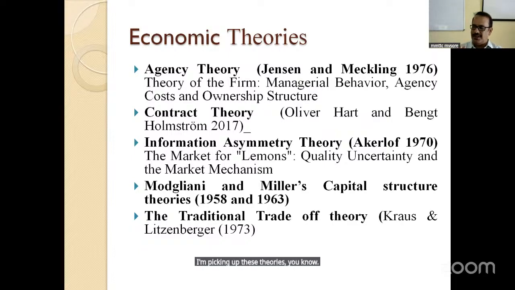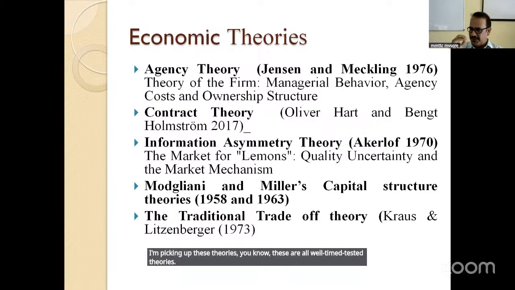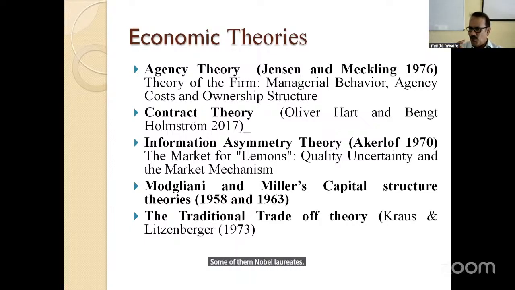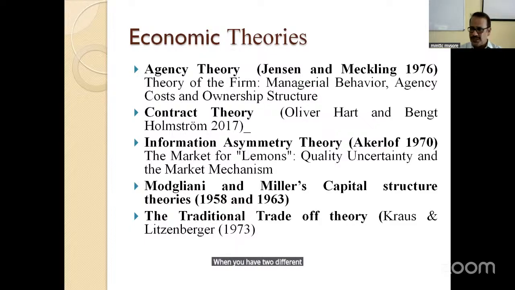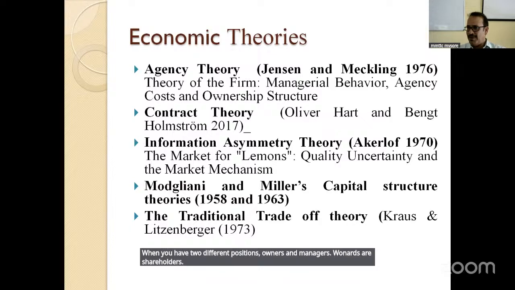These are all well time-tested theories. Some of them by Nobel laureates. Why they've been able to come out with certain observations. After 1776, I said 1970, 200 years later, Jensen and Meckling came out with a theory called agency theory. In that agency theory, they clearly tell you in a company, when you have two different positions, owners and managers, owners are shareholders, they are not managing the show.